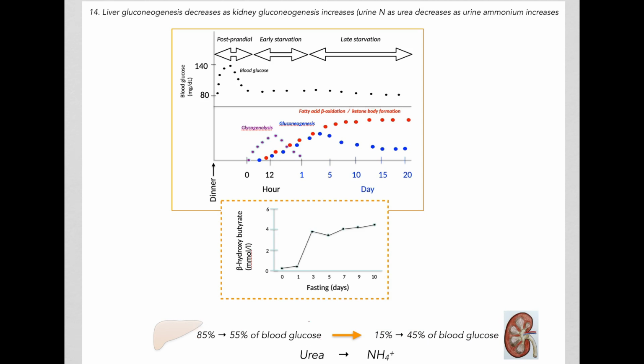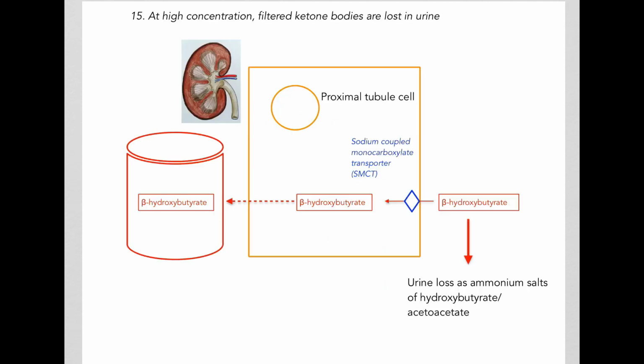Now, since the liver excretes excess nitrogen as urea, while kidneys excrete excess nitrogen as ammonium, we can see that the amount of urea in the urine keeps on decreasing during starvation. At the beginning, there's a lot of urea in the urine, but in later parts of starvation, we see less urea and more ammonium in the urine.